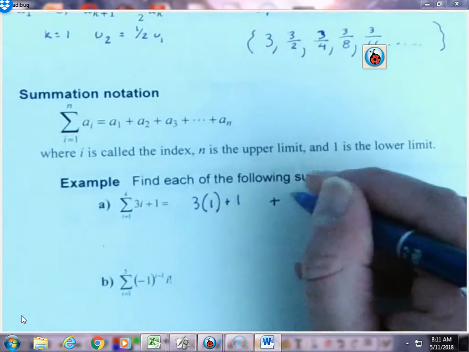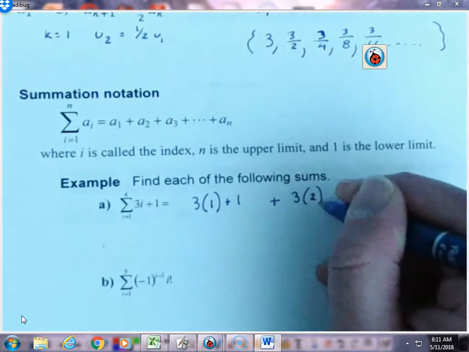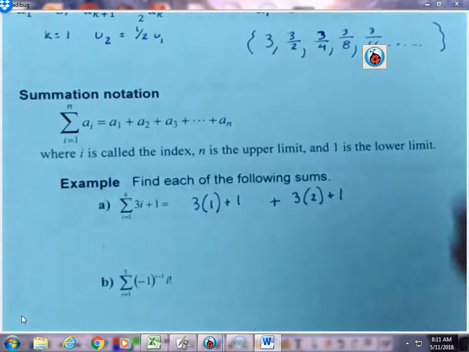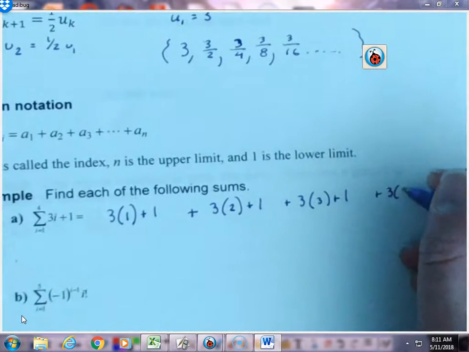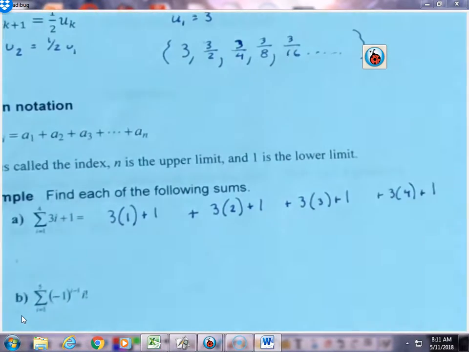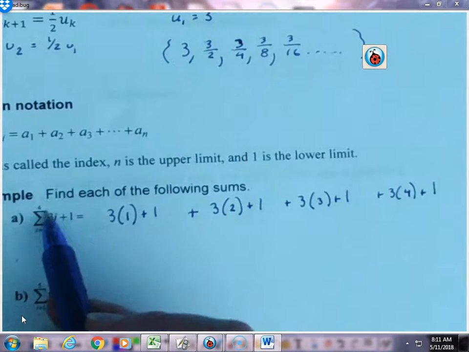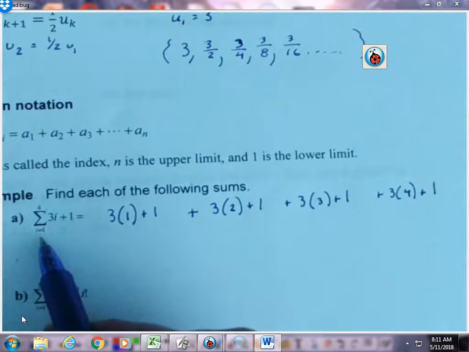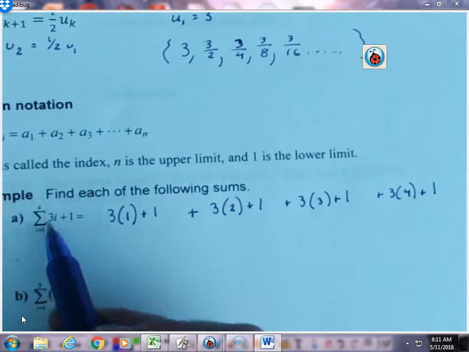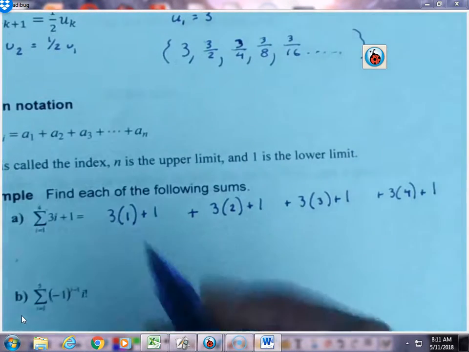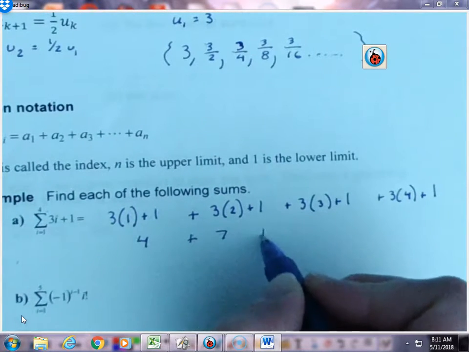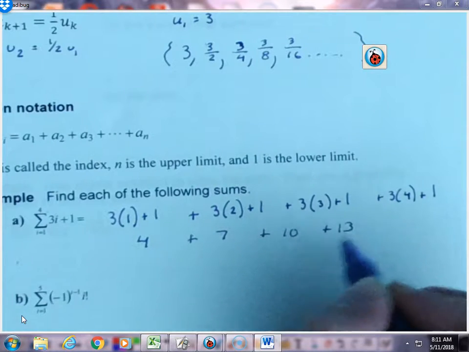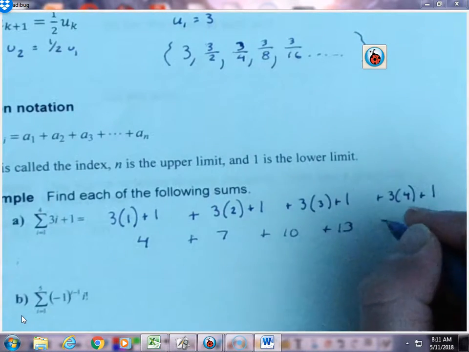And then they want you to substitute in 2. And then they want you to substitute in 3. And then they want you to substitute in 4. How did I know when to stop? Upper limit's 4. Okay, so you start it, and it could start at 5 and go to 17. But typically we start with 1. So this would have been 4, 7, 10, 13, so 20, 30, 4.